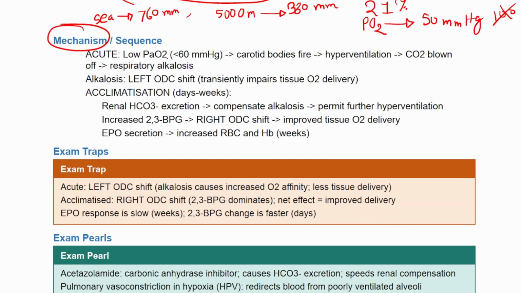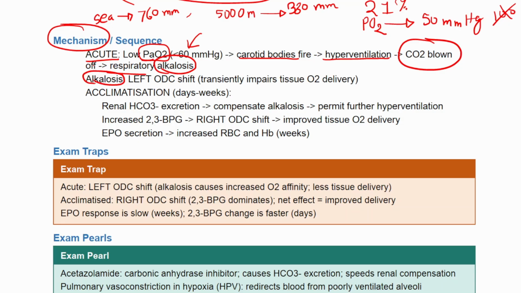The first phase of altitude acclimatization is the acute phase or acute response, which is minutes to hours. In the acute phase, partial pressure of oxygen falls below 60 millimeters of mercury. The carotid bodies, which work as peripheral chemoreceptors, fire. They drive hyperventilation. That means ventilation increases over normal level, and carbon dioxide is blown off. As a result, the partial pressure of carbon dioxide falls. We know carbon dioxide is acidic. When the carbon dioxide partial pressure drops, it creates respiratory alkalosis.